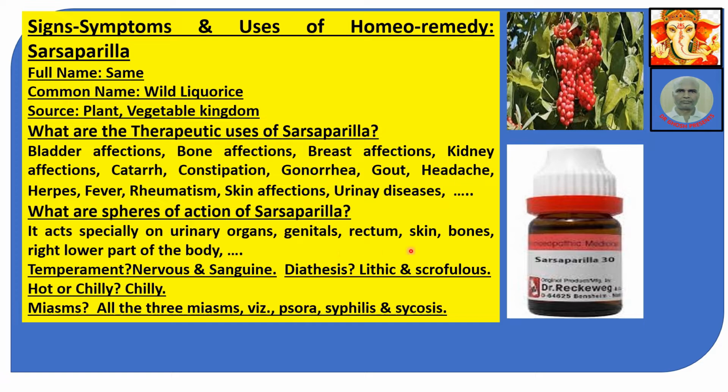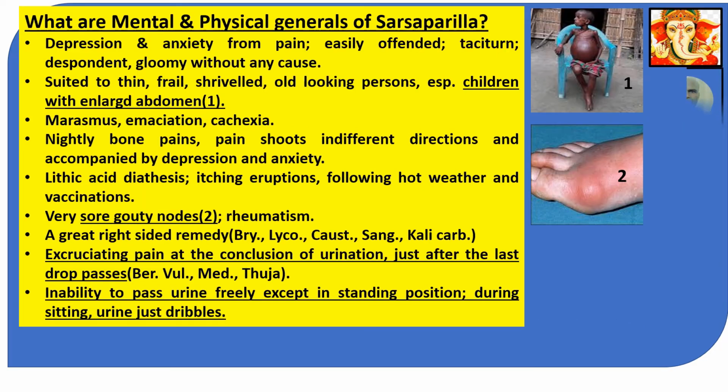Genitals, rectum, skin, bones, right lower part of the body. This is another very key symptom of Sarsaparilla. Sarsaparilla acts on lower part of the body, lower right part of the body predominantly and very strongly. Temperament, nervous, sanguine. Diathesis, lithic, scrofulous. Hot chilly. Miasm, all the three miasms, psora, syphilis, psychosis are covered by this medicine.